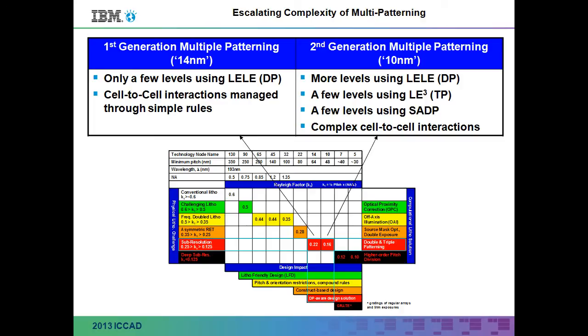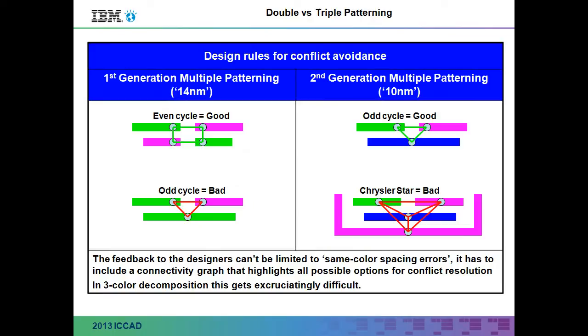Going to the second generation, the 10 nanometer node, we have many more levels that now have to be double patterned. We have some levels that are triple patterned for the reasons I just explained, right, that tip to tip we're just running out of space. And we have a few levels that have to go from this fairly simple litho-etch to the self-aligned double patterning. And because the interaction ranges stay constant as our pitch gets smaller, more features interact. So now we have to deal with fairly complex cell-to-cell interactions. So all of this, see how we educate designers and design tools to recognize and avoid these things.